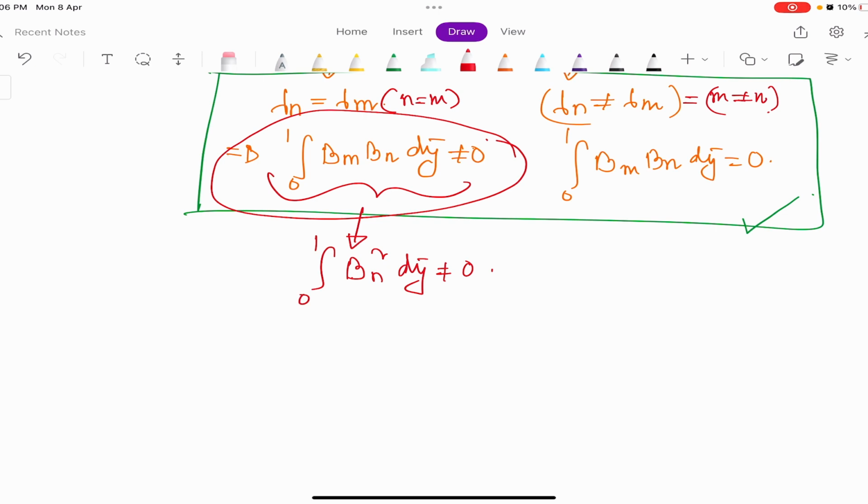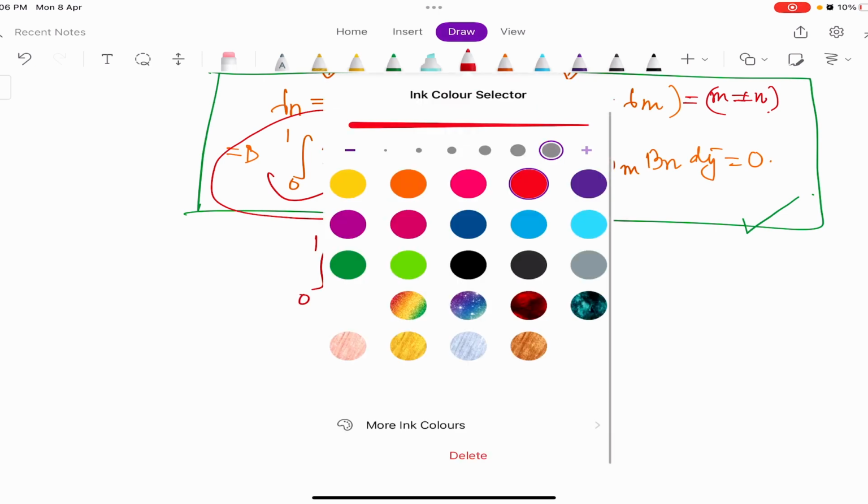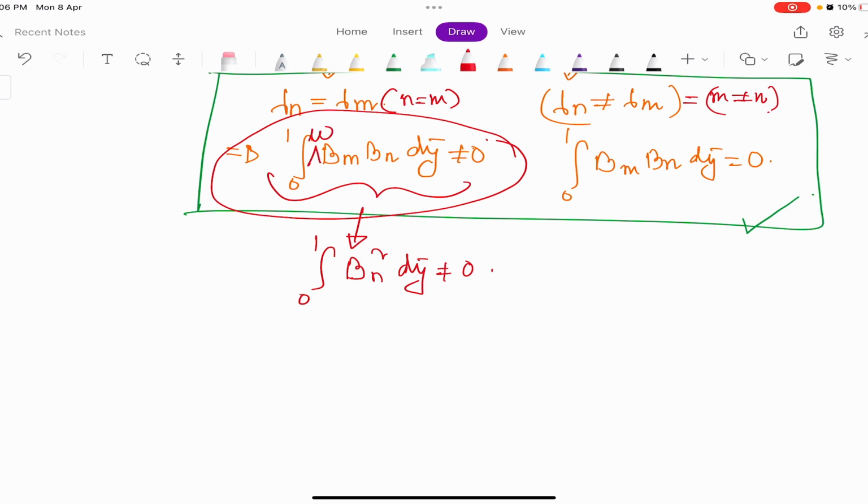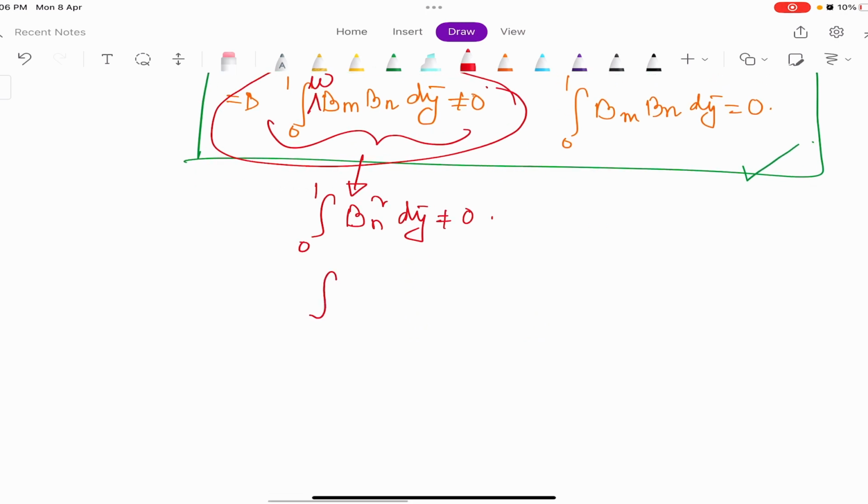Now in various cases we can have some other function multiplied here given by w. That means I can have something like w into bm bn dy bar.